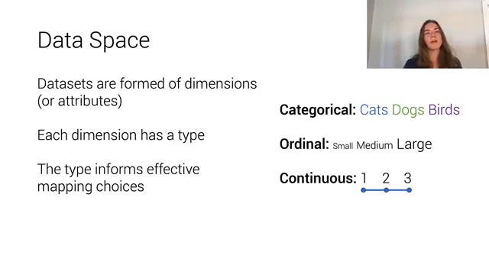So when we're thinking about categorical data, this is where the meaningful distinction between data points is simply that they're different categories. So you can think of things like cats versus dogs versus birds. There's no value judgment between a cat and a dog or a dog and a bird, other than the fact that they are distinct categories or classes of data.